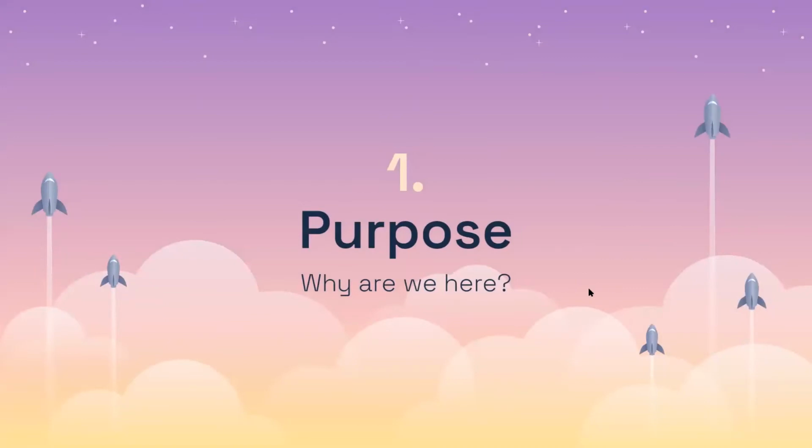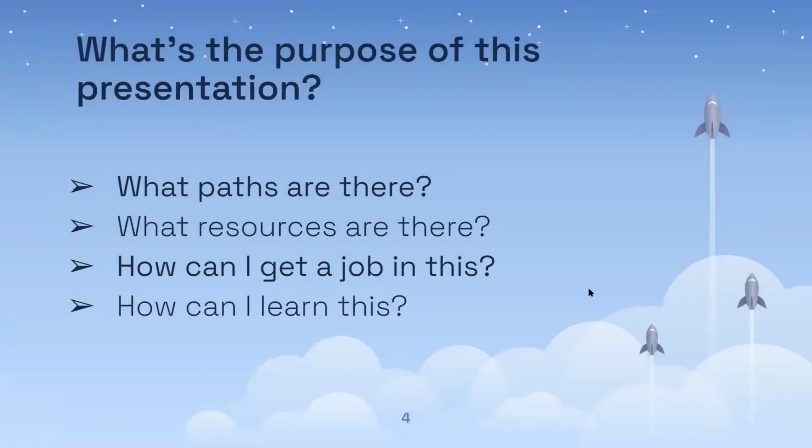So the first thing is the purpose. Why are we here? Really, it's to figure out what paths there are in computer science, what resources are there, how you can get a job in computer science after you graduate, and how you can learn this. The job part specifically and how to break into the tech industry is going to be addressed in next week's workshop, and they're going to go a lot deeper. This is a 10,000-foot overview of all those things. So hopefully, especially considering how many freshmen and sophomores there are here, this will be valuable for all of you.